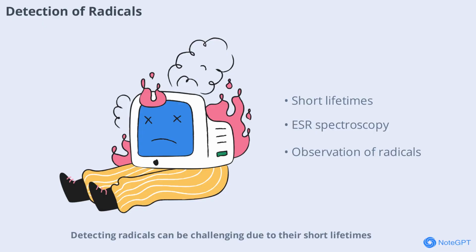Detecting radicals can be challenging due to their short lifetimes. Techniques like electron spin resonance (ESR) spectroscopy are used to identify and study radicals. These methods allow scientists to observe radical behavior and understand their roles in chemical reactions.